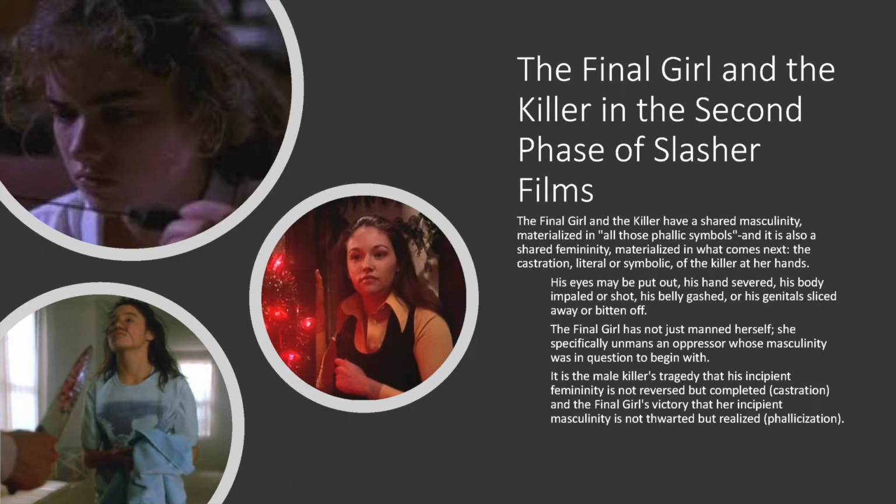But the final girl hasn't just manned herself, as it were. She specifically unmans an oppressor whose masculinity was in question to begin with. And it is the male killer's tragedy that his incipient femininity is not reversed, but completed through castration, and the final girl's victory that her incipient masculinity is not thwarted, but realized through her phallization, which occurs when she even picks up his weapon or stands up and fights for herself.